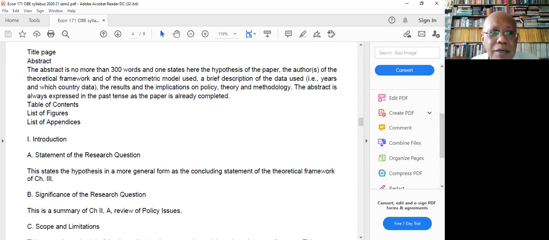Yun ilagay niyo sa acknowledgements. Saka meron pa nun mga naglalagay: To Ate Sai and to Ate Rhea, the most beautiful secretaries in the world. So you can do that sa acknowledgements.